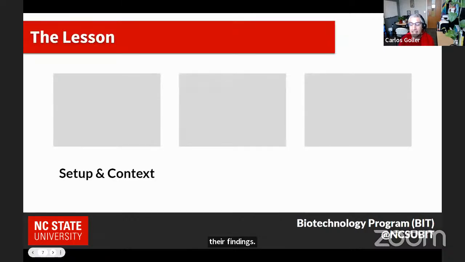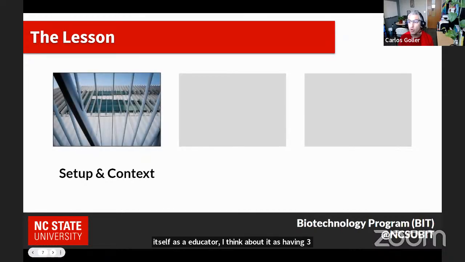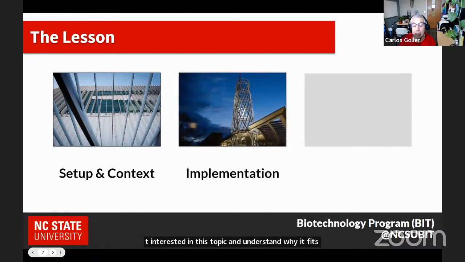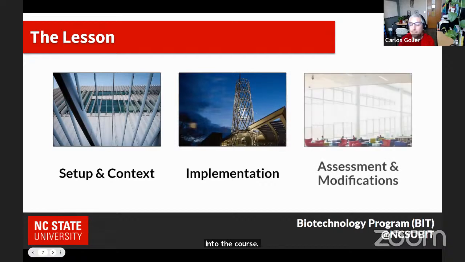So the lesson itself, as an educator, I think about it as having three stages: the setup to build the foundation for why we're doing this lesson, and really motivating students to get interested in this topic and understand why it fits into the course goals. Next, we implement it. And finally, we need some way of evaluating our learning outcomes, so assessment and potential modifications.